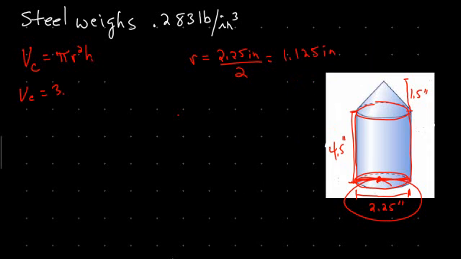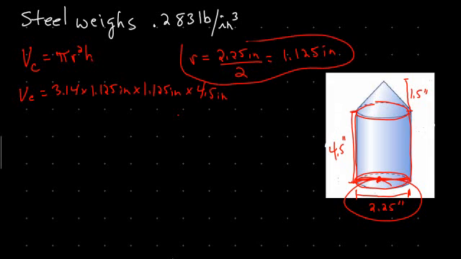So now let's go back over here to the volume of the cylinder. I'm going to do 3.14 times the radius times the radius, 1.125 inches times 1.125 inches, times the height. What's the height? 4.5 inches. That's my radius.